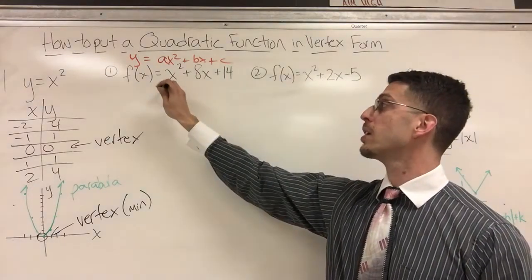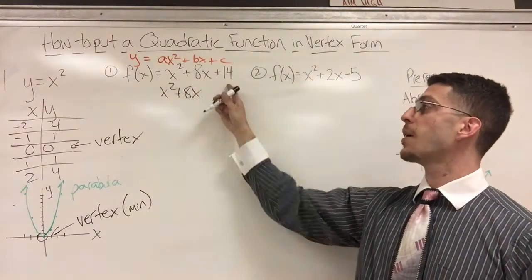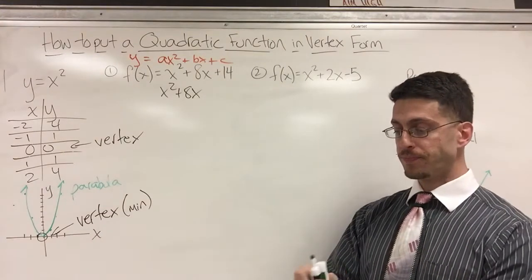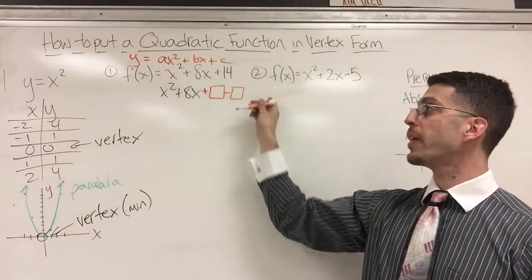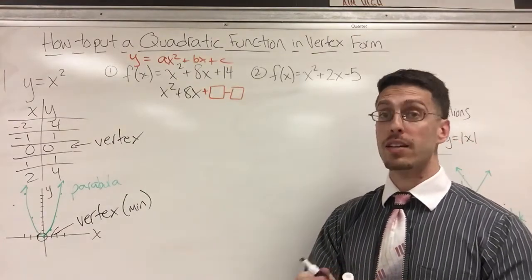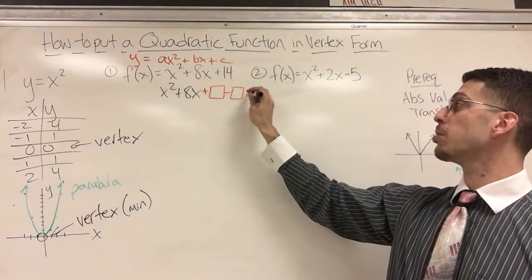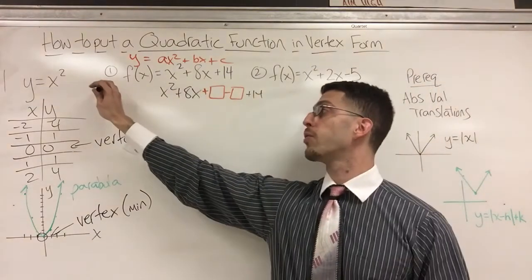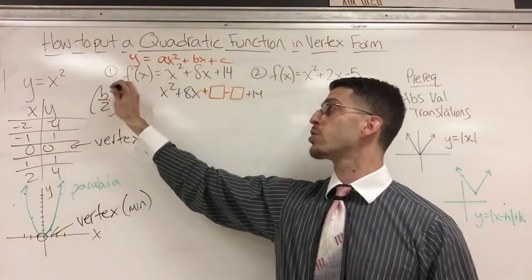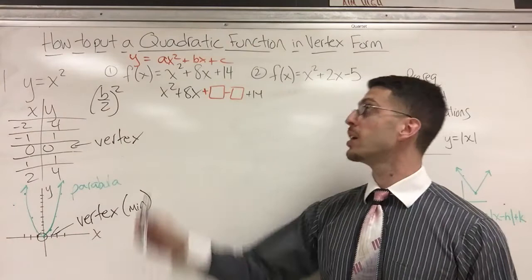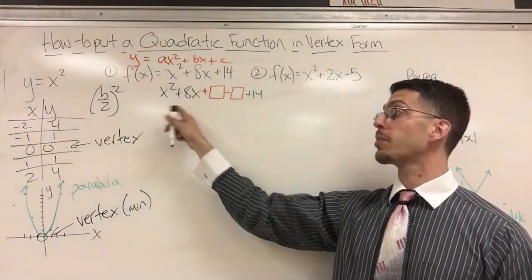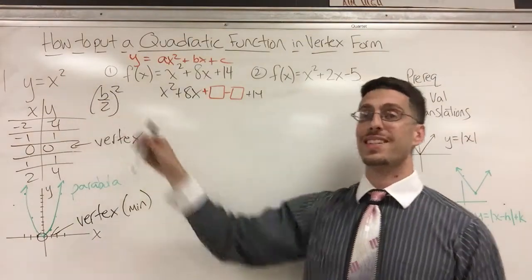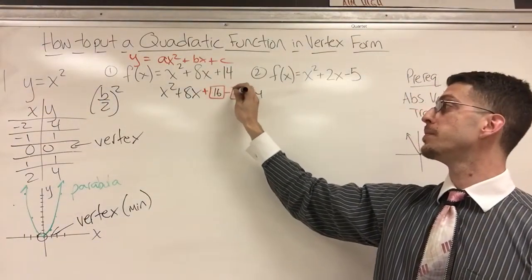As long as you know how to complete the square, you're good. So you remember this? X squared plus 8x. Ignore the 14. Plus blank minus blank. And then the 14 can drop down at the end. How do I figure out what goes in the blank? There's a formula. The formula is b over 2 squared. Remember that? This is my b. The 8 is the b. The coefficient of x is the b. So 8 divided by 2 is 4. 4 squared is 16. That goes here and here.